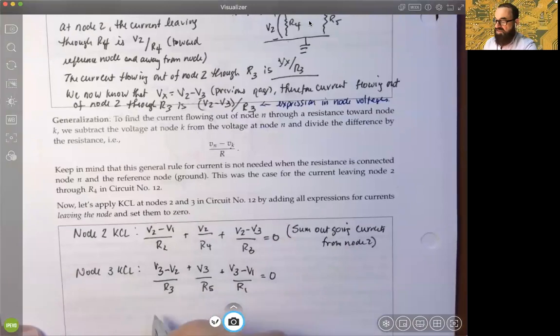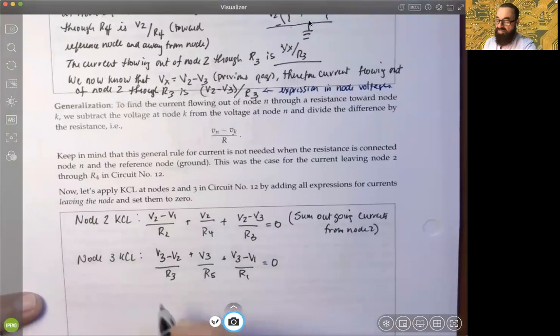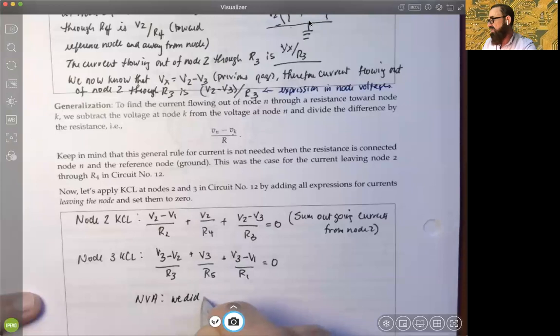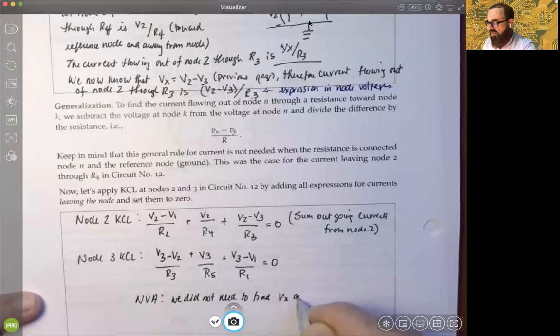What's interesting to note from this approach, with NVA, node voltage analysis, is that we did not need to find Vx and Vy explicitly.